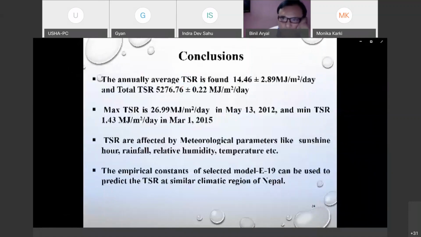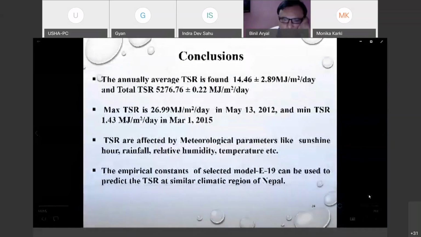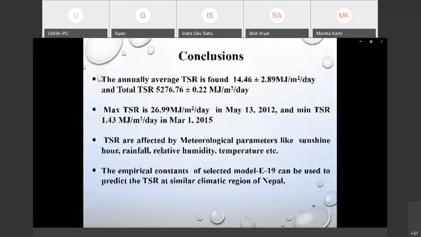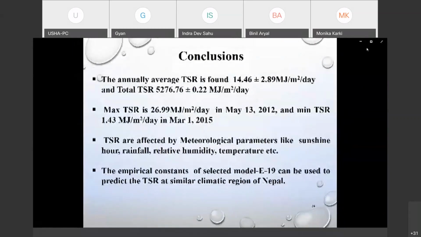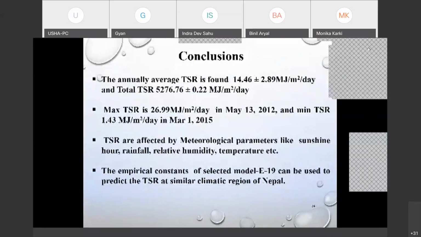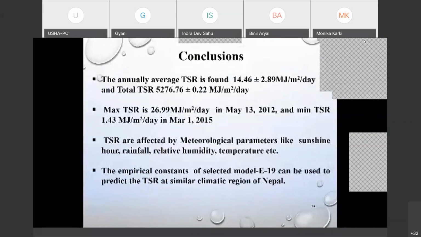In conclusion, the annual average total solar radiation is found to be 14.646 megajoule per meter square per day, and total TSR is 5276 megajoule per meter square per day. Maximum TSR occurred on May 13, 2012, and minimum TSR occurred on the first of March 2015. TSR is affected by meteorological parameters like sunshine hour, rainfall, relative humidity, temperature, and empirical constants. The selected model, that is E19, can be used to predict the TSR in similar climatic regions of Nepal.